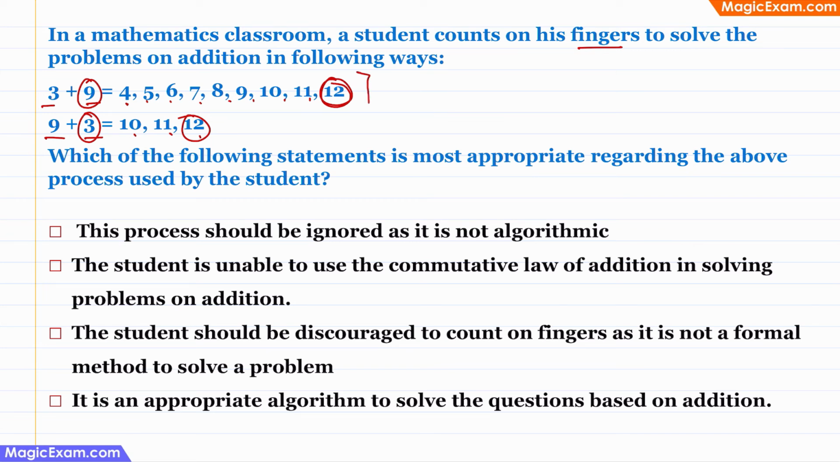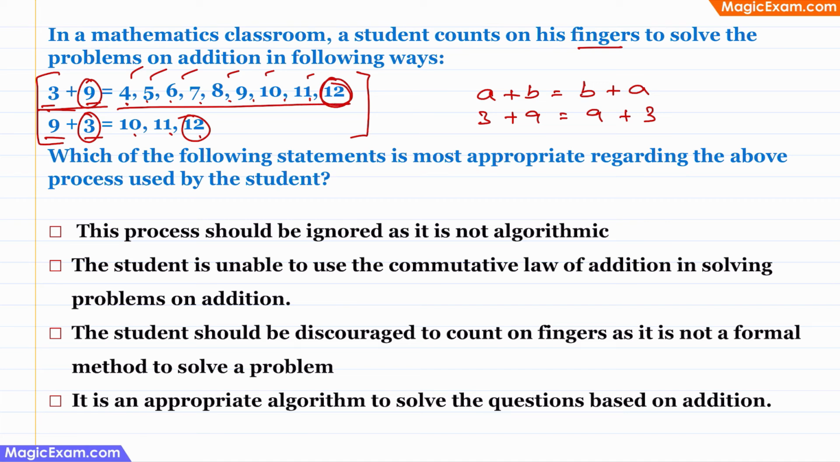Now, if you look at these two problems, what is happening here is this is an example of commutative law. That is, A plus B is equal to B plus A. Here 3 plus 9 is equal to 9 plus 3. But when you give 3 plus 9, the student is counting in a long method, right? He's counting from 4, 5, 6, 7, 8, 9, 10. So he's using a longer method. But if it is given as 9 plus 3, then he's using a much shorter and a much simpler method.